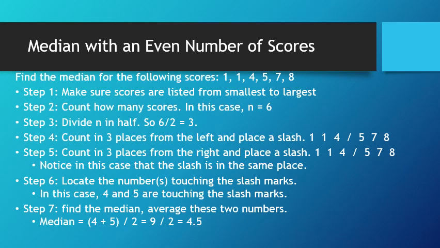If you wanted to use math to figure it out, you would just say 4 plus 5 divided by 2. It would give you the midpoint. 9 divided by 2 is 4.5. So the median for this data set would be 4.5.